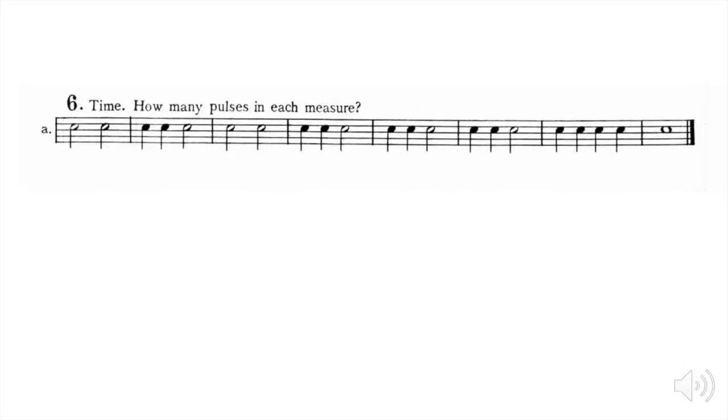So you heard me sing the first two measures. Now I'm going to start the metronome and you try to sing the entire line of notes.